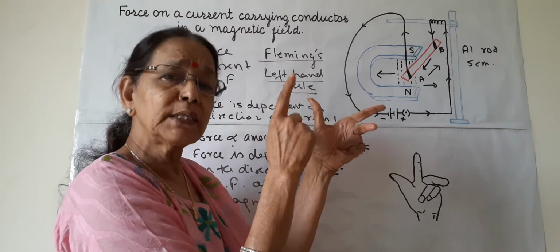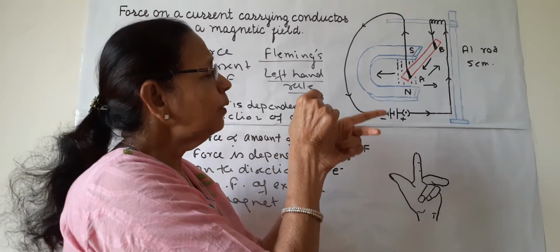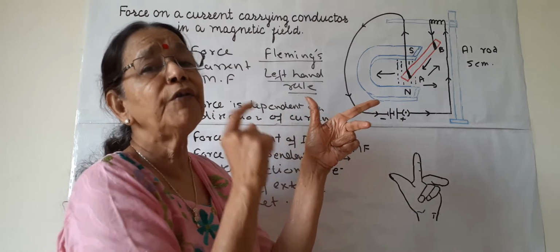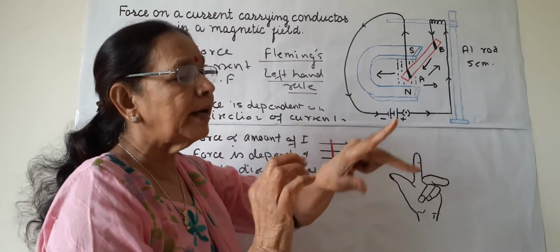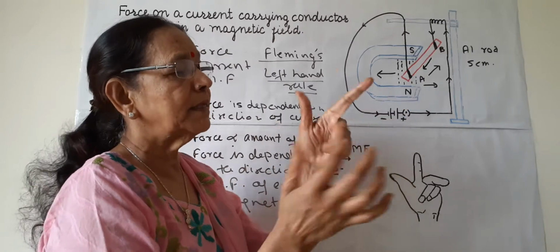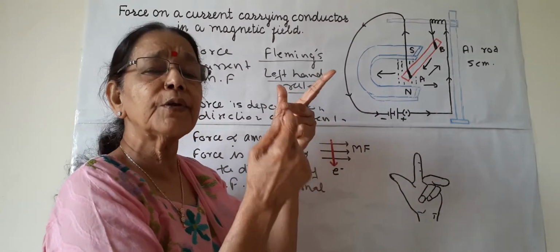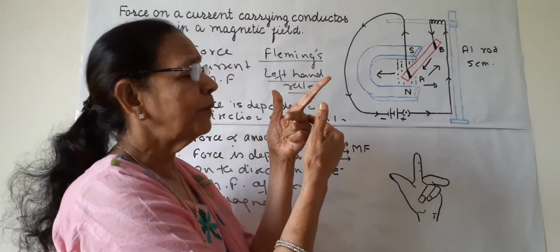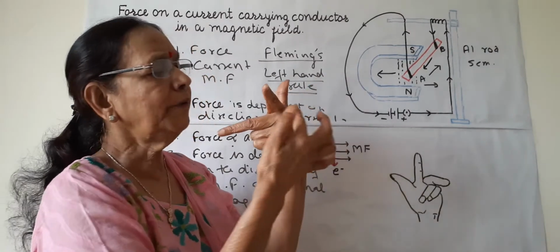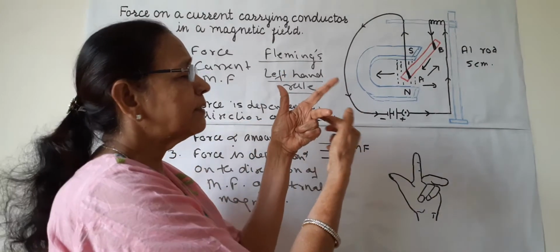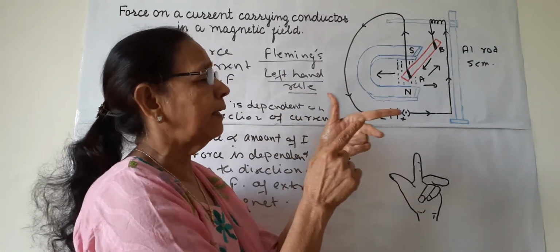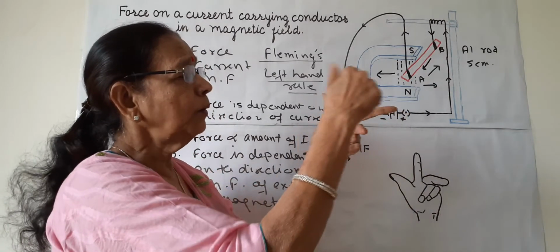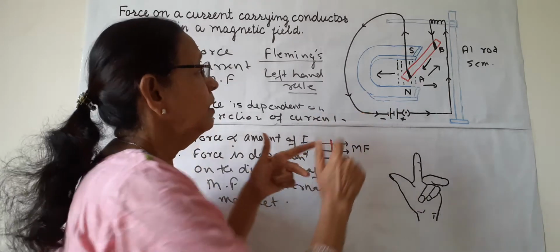Thrust and force are one and the same thing. So the direction of the thumb shows us the direction of force. And we start from the knuckles. Suppose I want to show the direction of current. I will say from this side to this side, from knuckle to nail. So start from here and end here. This is how Fleming's left hand rule works.